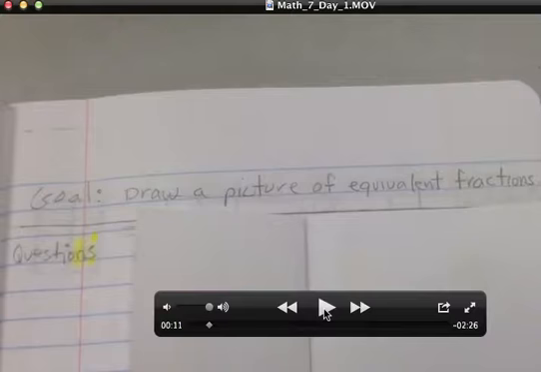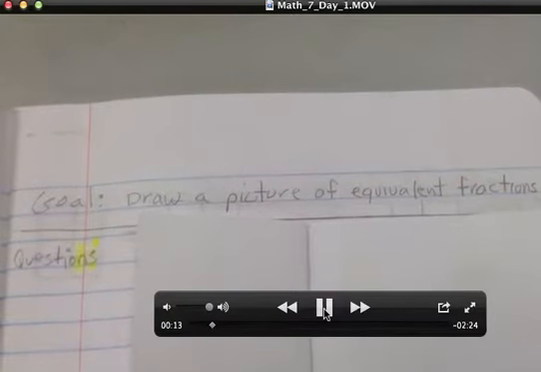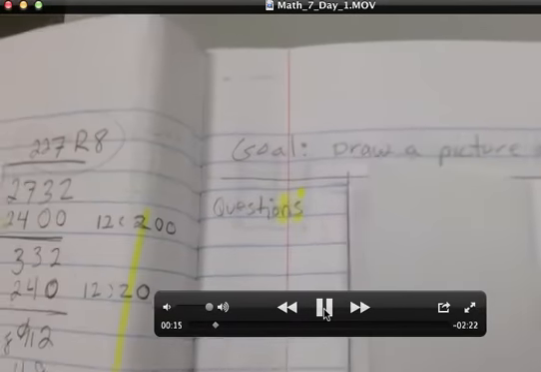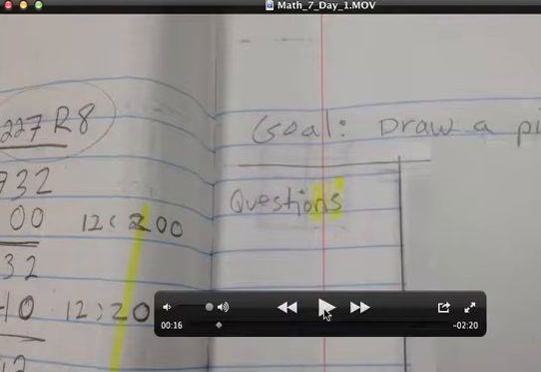You can stop this video at any time if you need more time. The next section is questions. So go ahead and write questions. Please try to ignore the yellow. That's actually from the other page that's behind there, and it just shows through.